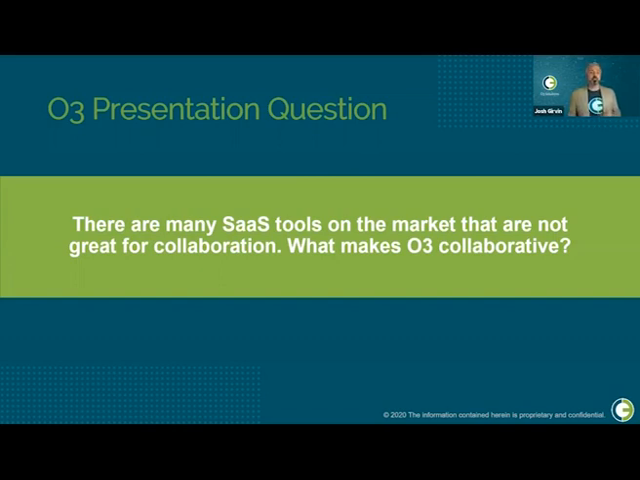So when I talk about the collaboration inside of O3, there's a couple of key things. First, O3 is an action-oriented tool. One of the key mantras of Agile project management is make all work visible. The idea behind that is that if you can see all activities and understand all work, and you have that transparency, then you can get some efficiency and collaboration out of that.